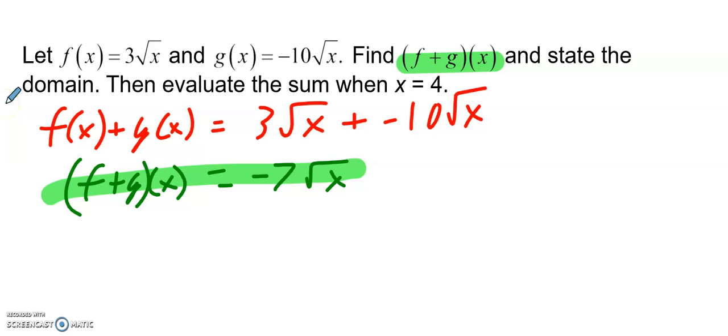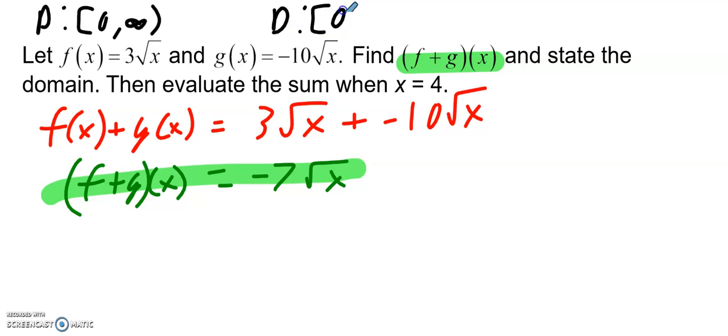Another way to think about this, so the domain of f of x is 0 to infinity. The domain of g of x is also 0 to infinity for the same reasons I talked about before. I'm not going to go into great detail on this because this is something we did earlier in the unit, but we know that, again, the domain of a square root function is 0 to infinity unless there is a horizontal movement.